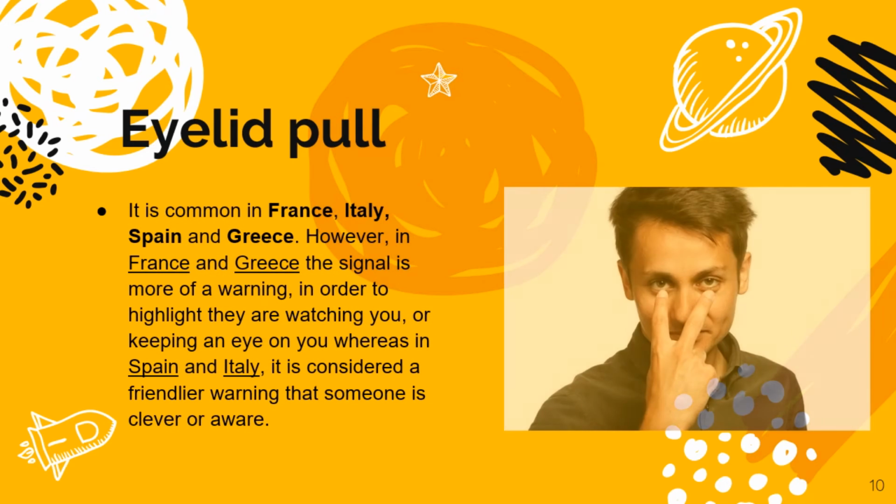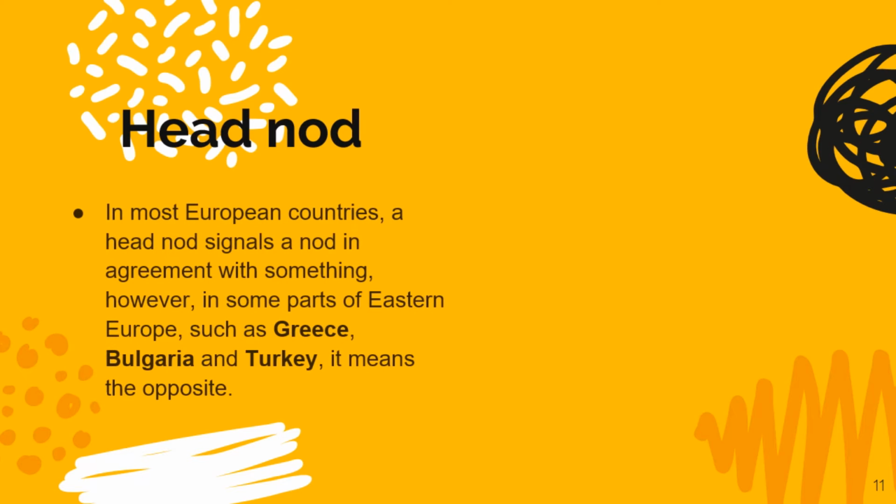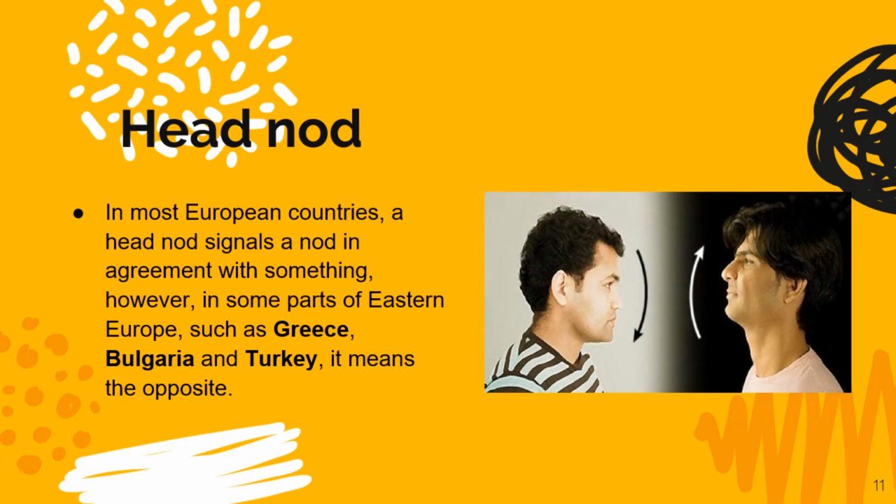However, in France and Greece, the signal is more of a warning in order to highlight that they are watching you or keeping an eye on you, whereas in Spain and Italy, it is considered a friendlier warning that someone is clever or aware. In most European countries, a head nod signals a nod in agreement with something. However, in some parts of Eastern Europe such as Greece, Bulgaria, and Turkey, it means the opposite.